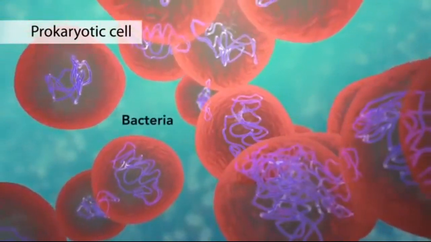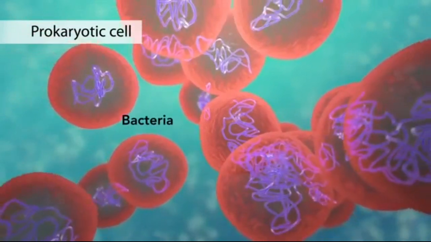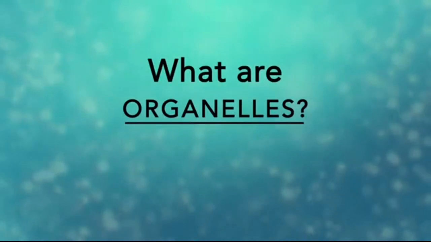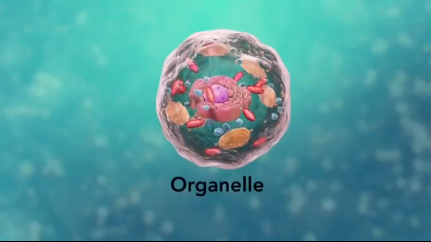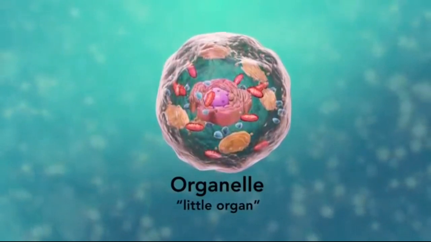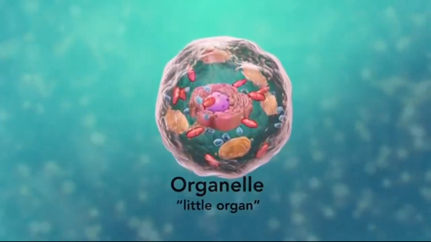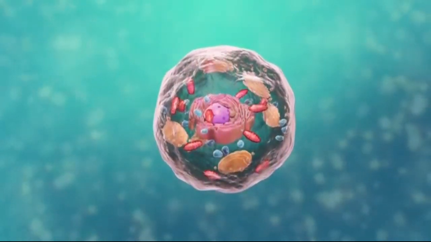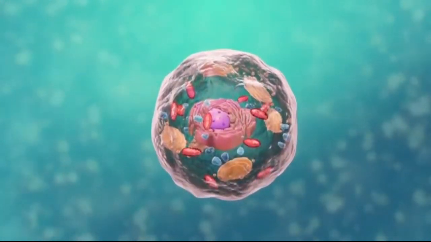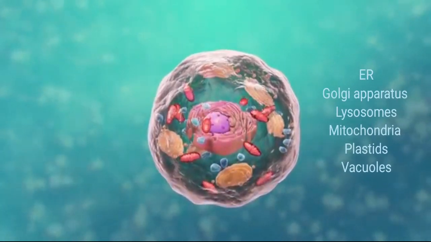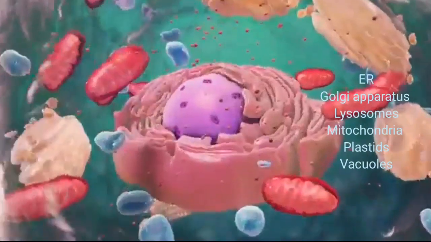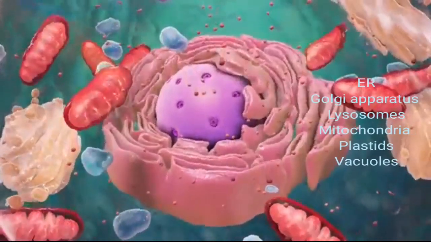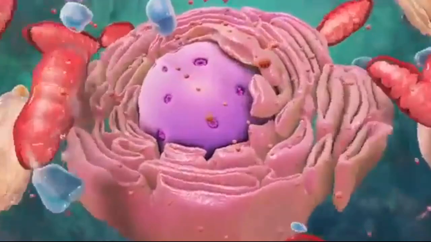What are cell organelles? Organelles means little organs. Organelles are the special parts of a cell. Each of these organelles performs a specific function in the cell. They are the endoplasmic reticulum, Golgi apparatus, lysosomes, mitochondria, plastids, vacuoles and nucleus.